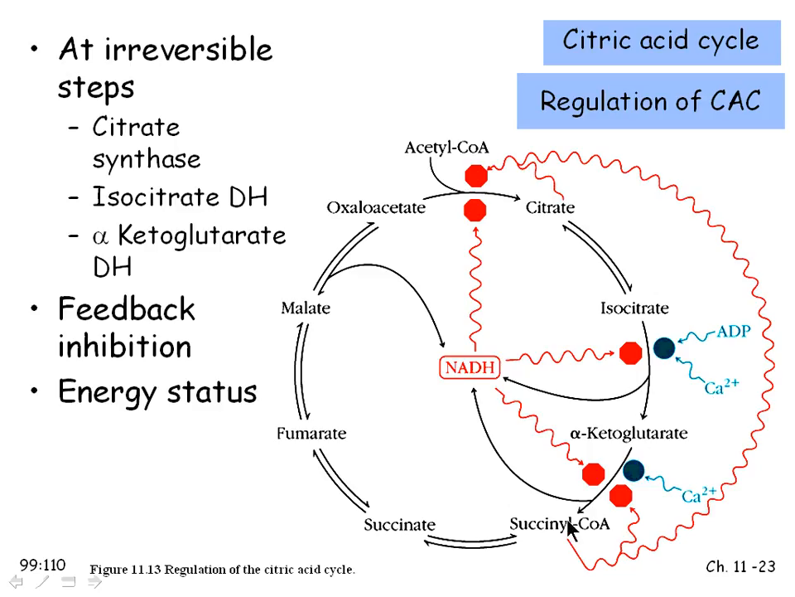Here's the alpha-ketoglutarate dehydrogenase. Again, NADH feedback. We have the direct feedback through the succinyl-CoA again, and the stimulation by the calcium there. So these three steps for regulation are irreversible steps and therefore logical ones to be hitting. And all these regulators, with the exception of calcium, are things that make sense in terms of the energy status of the cell. Any questions?